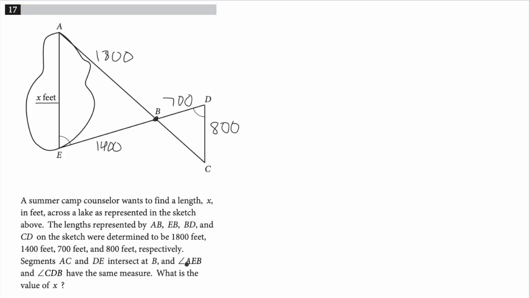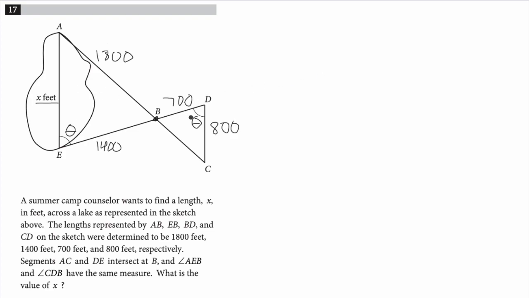And then angle AEB and angle CDB have the same measure, so we just put theta so that I can remember that is the same. And what is the value of x? This is what we're trying to solve for. What we can notice is that since these two triangles have the same angle, we can develop a ratio between the two triangles.